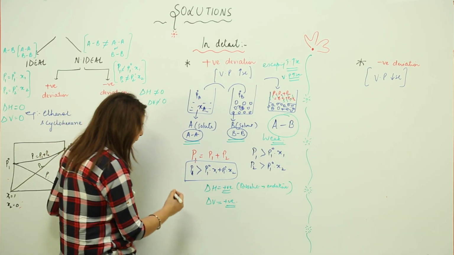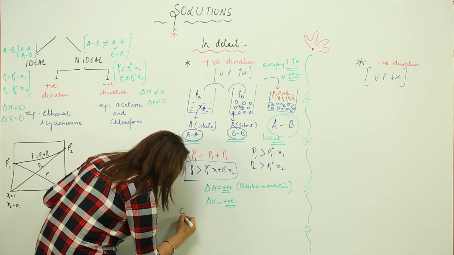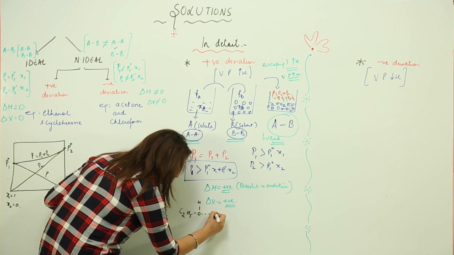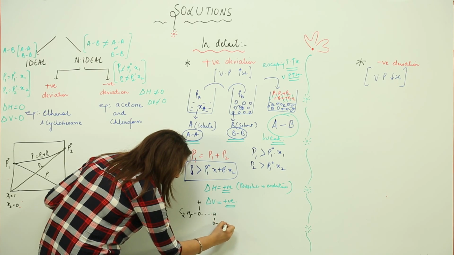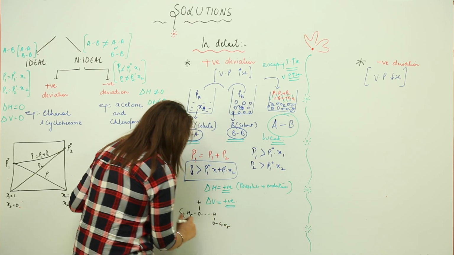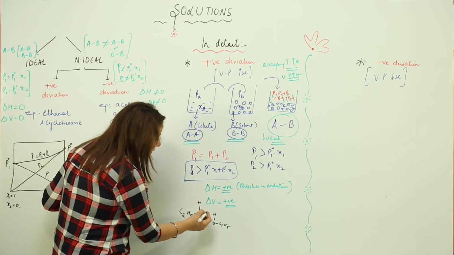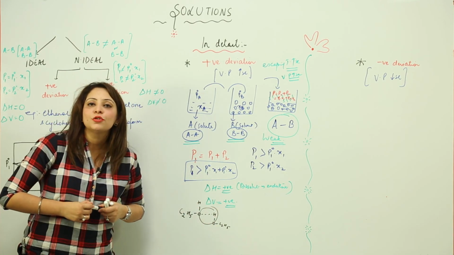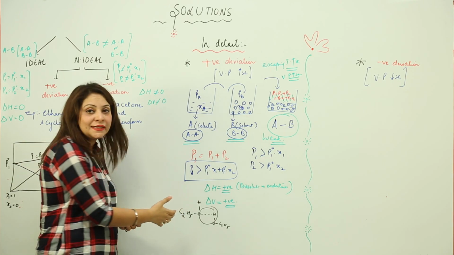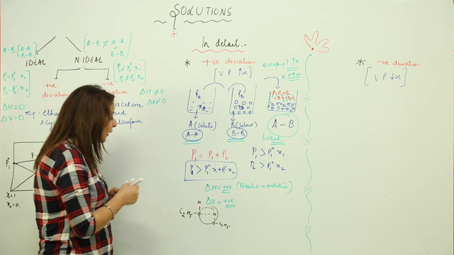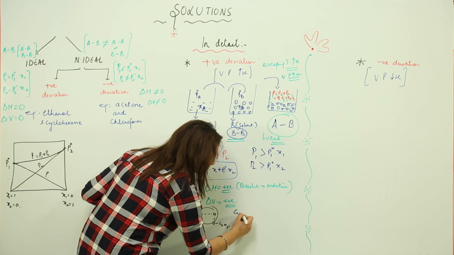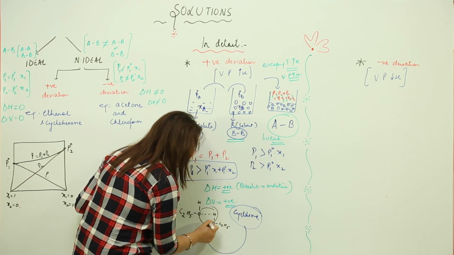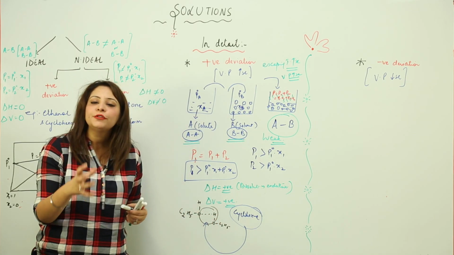So let's say that we have ethanol. What do we get to see in ethanol? We get to see this kind of structure in ethanol. So that means there exists hydrogen bonding between ethanol molecules, as you can see. Now, when I am going to add cyclohexane, what happens? It is going to occupy the spaces between the different ethanol molecules.